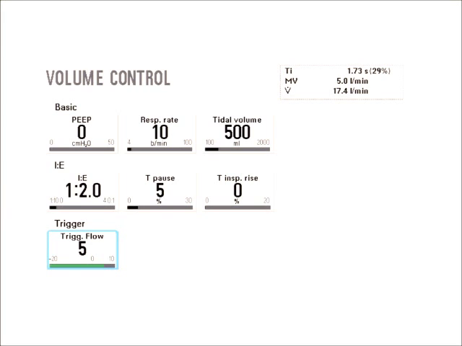To do this, I could do it two ways. I could either increase my respiratory rate, or I could increase my tidal volume. So say I change my tidal volume to 700 and a respiratory rate of 10, that would give me approximately 7 liters per minute. So that'd get me in the range right there.